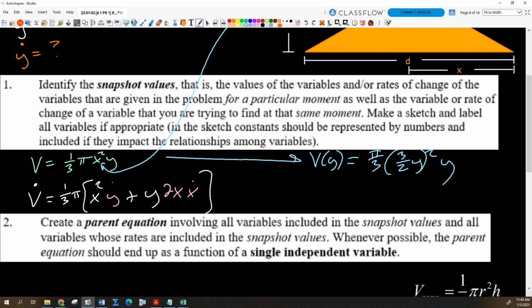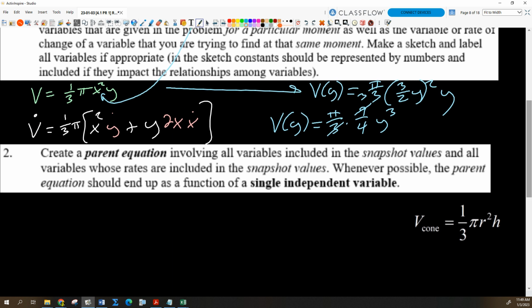Okay, so then I'm getting volume as a function of y equals pi thirds times 9/4 y cubed. And I could cross cancel and make that a 3 on top. And so I end up with a much easier way to do this now. I've got volume as a function of y equals 3 pi over 4 times y cubed. That took a little bit of doing, but wow, the calculus is going to be way easier now, isn't it?